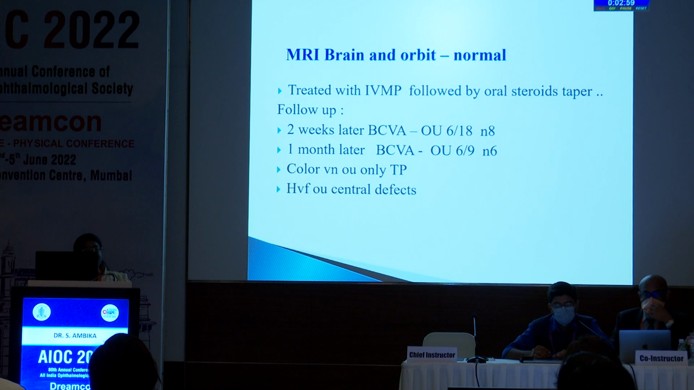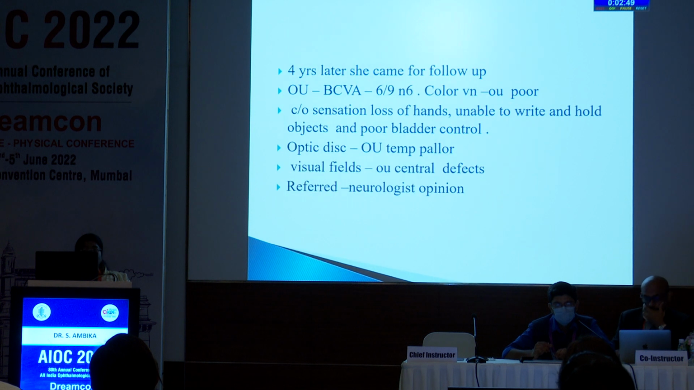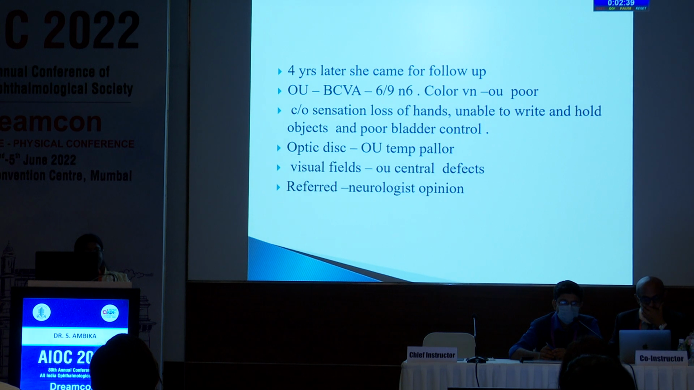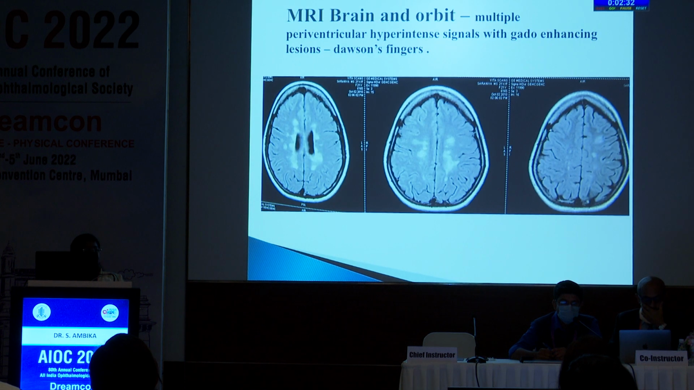This patient had a normal MRI brain and orbit. We went ahead and treated with IV steroids, and the vision gradually improved over a course of one month, but she still had persisting central visual field defects. Down the line, four years later, she came with slightly better vision, but with a history which was really startling to us: she had sensation loss, was unable to hold objects, had poor bladder control, and persisting visual field defects even at that time. And that's the MRI when you see.